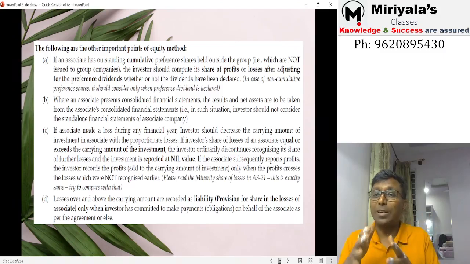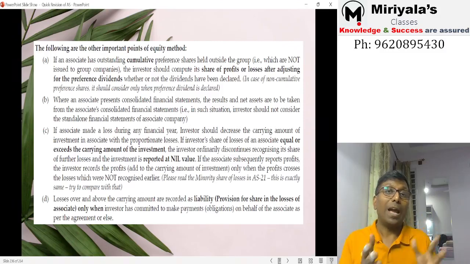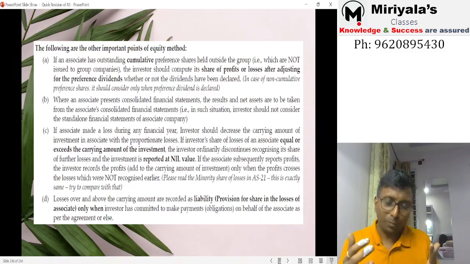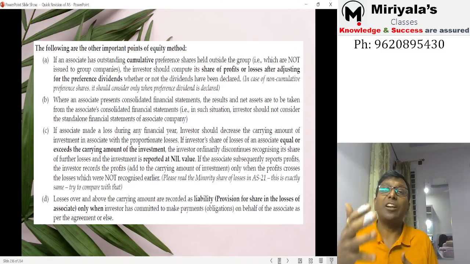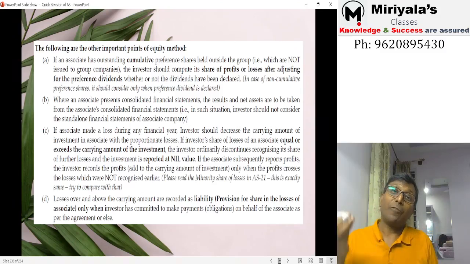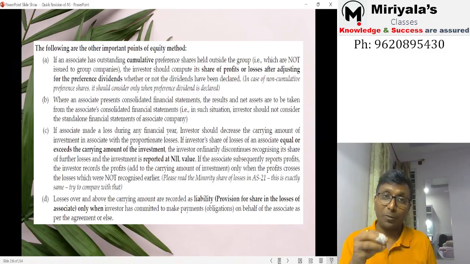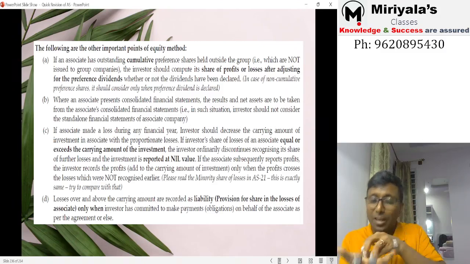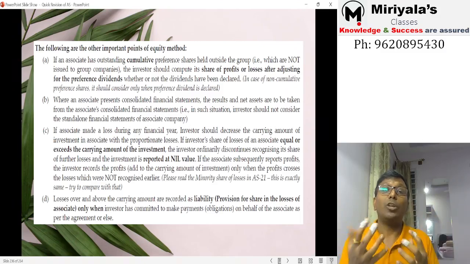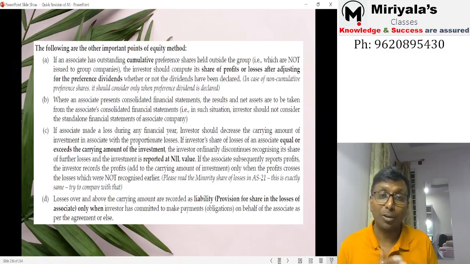Suppose the associate company has cumulative preference share capital. As I told you in accounting standard 21 also, if you have cumulative preference share capital, you have to provide for the preference dividend, whether or not it is declared by the associate company. After reducing the preference dividend, from the amount available to equity shareholders you are supposed to take your share of profit, not before providing the cumulative preference dividend.